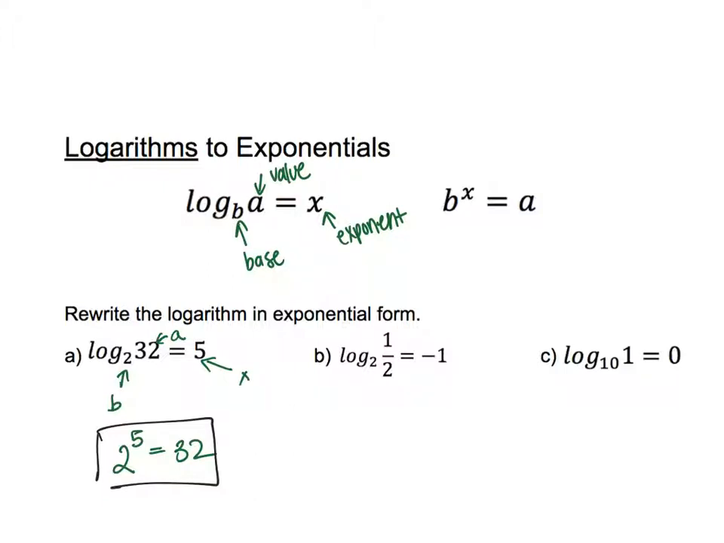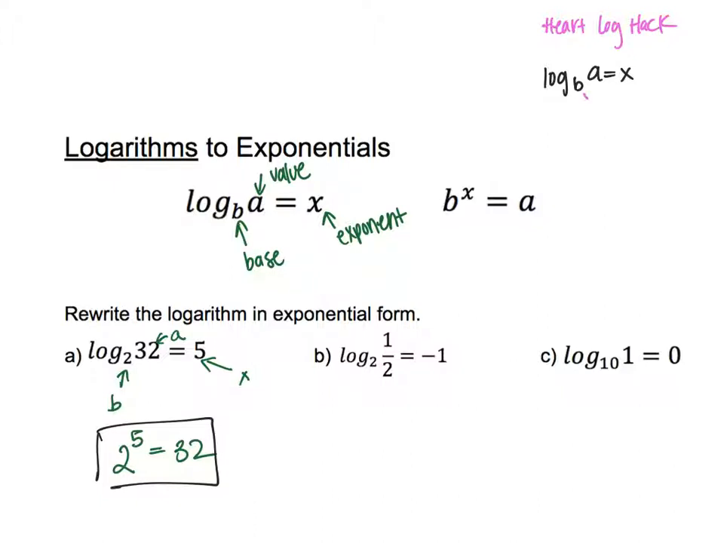It's called the heart log hack. And so what you have to do is, if you have a log, let's use that same formula, log base b of a equals x, you can change it to an exponent by drawing a heart. This is what I mean.